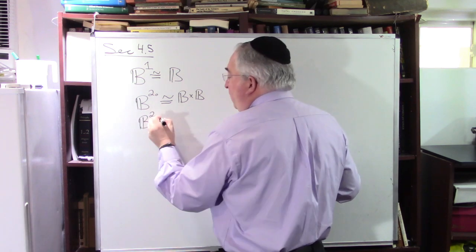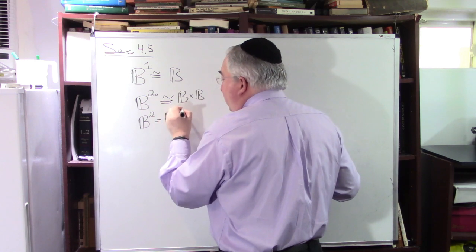Let's do something a little bit more interesting. B to the 2. I'm just going to write it another way. That's B to the arrow.